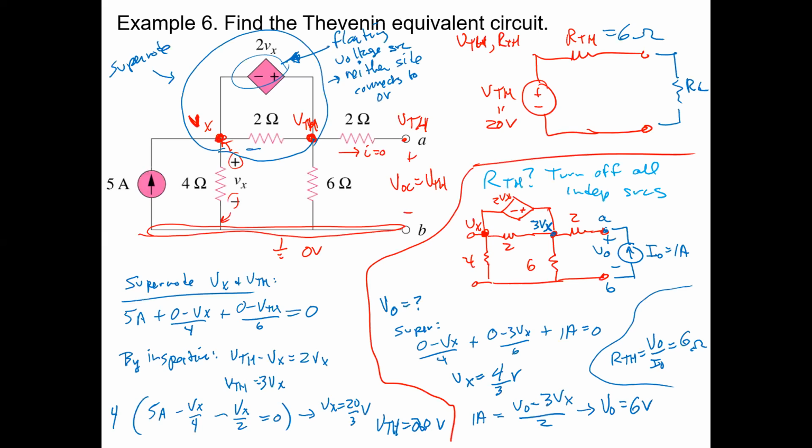Now, you didn't have to use a 1 amp current source. Tomorrow or Wednesday, we'll do this whole thing for the Thevenin resistance with a 1 volt voltage source at Vo and find the current, and you'll get the same answer. Isaac, and then Matthew.